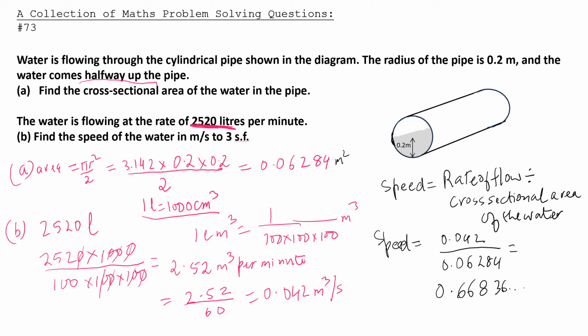0.66836 and so on. That is in meter per second, and I have to do it accurate to 3 significant figures. So that will give me 0.668 meter per second, and that's the answer.